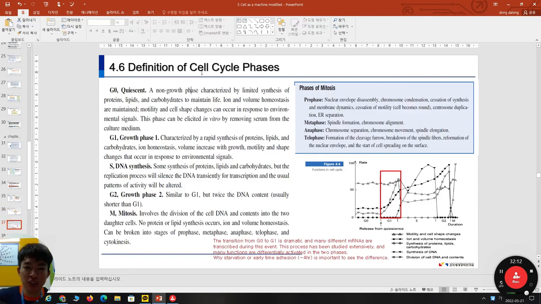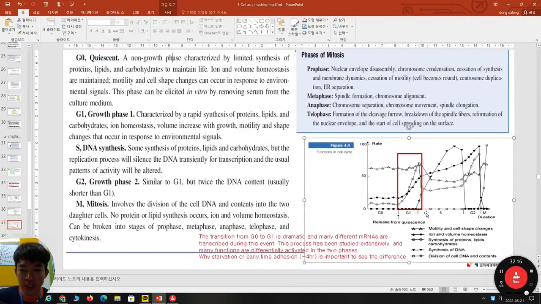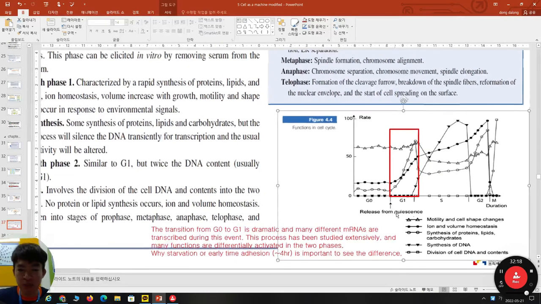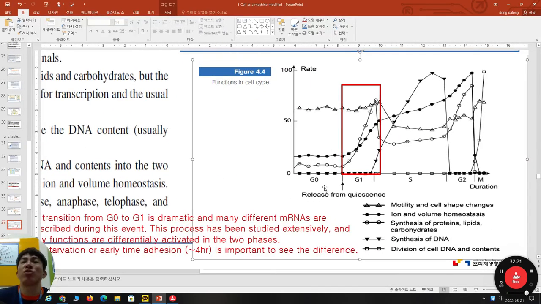So, the definition of cell fate, you already know that. But here I want to highlight that this graph is very important. Let's say you starve the cell overnight, they are all G0. G0 means no synthesis of DNA, and protein, lipid, and carbohydrate synthesis is at a very minimum, with ion and volume homeostasis like that. Motility and cell shape change are a little bit maintained.